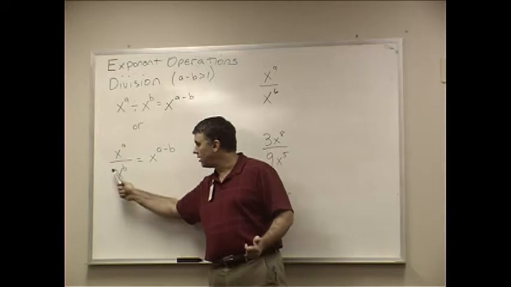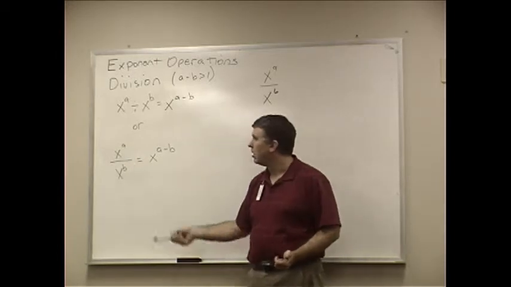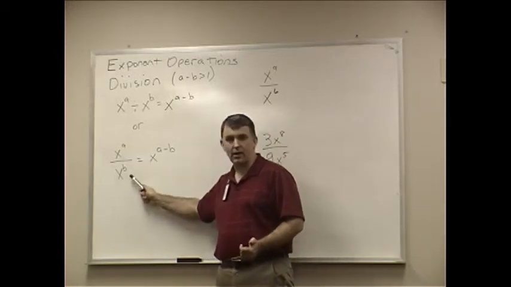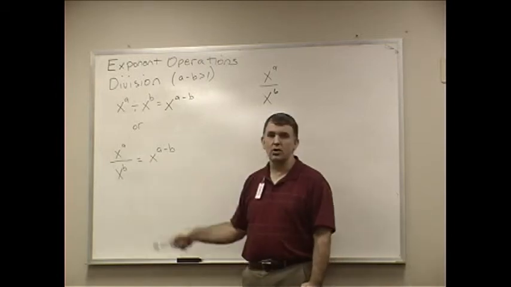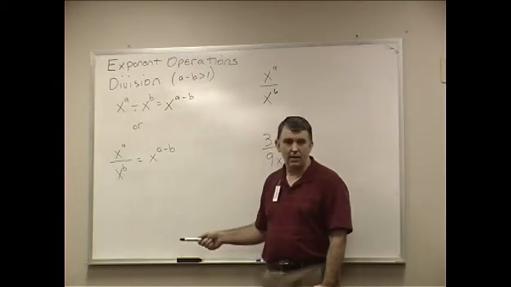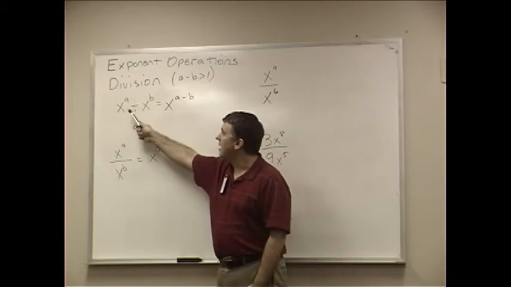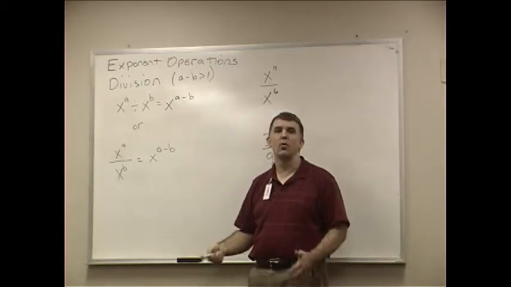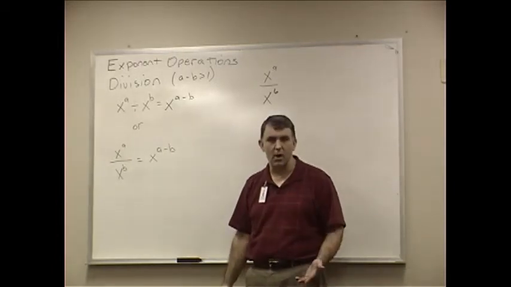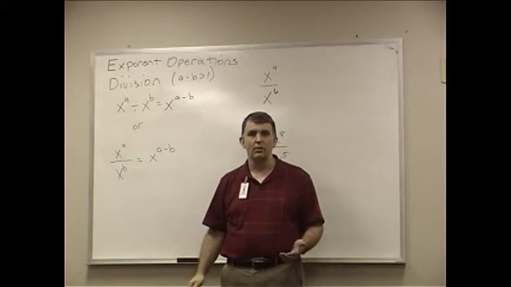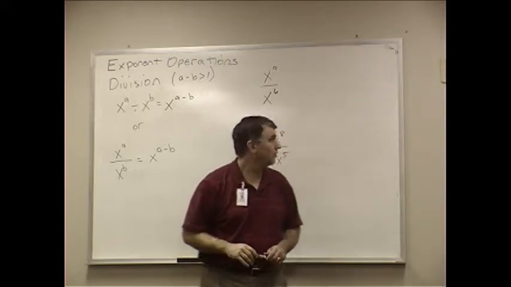Another way to write it is to write this like a fraction, where it's x to the a over x to the b. That's still division, so it would be x to the a minus b. Again, the bases have to be the same before you subtract the numbers with exponents. If they don't have exponents, treat them like normal numbers.